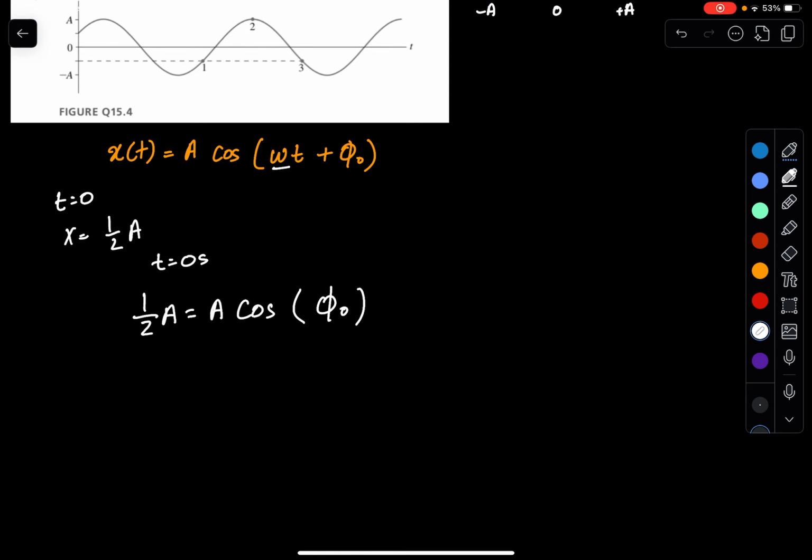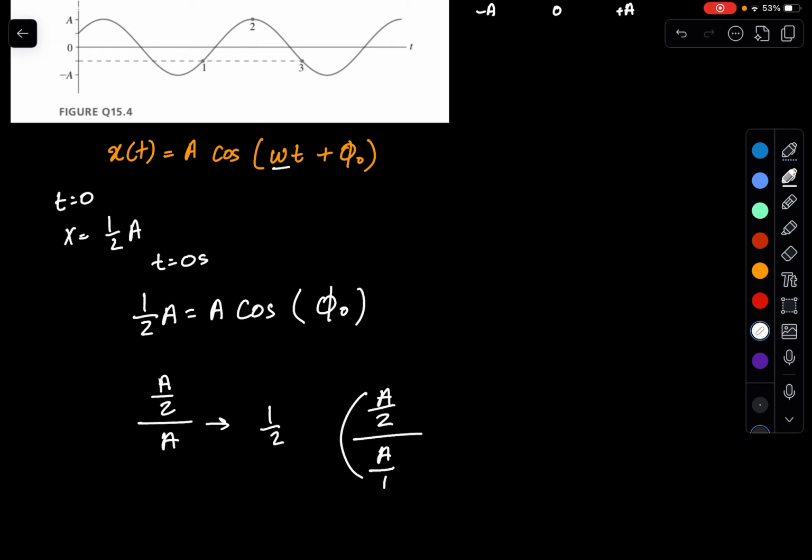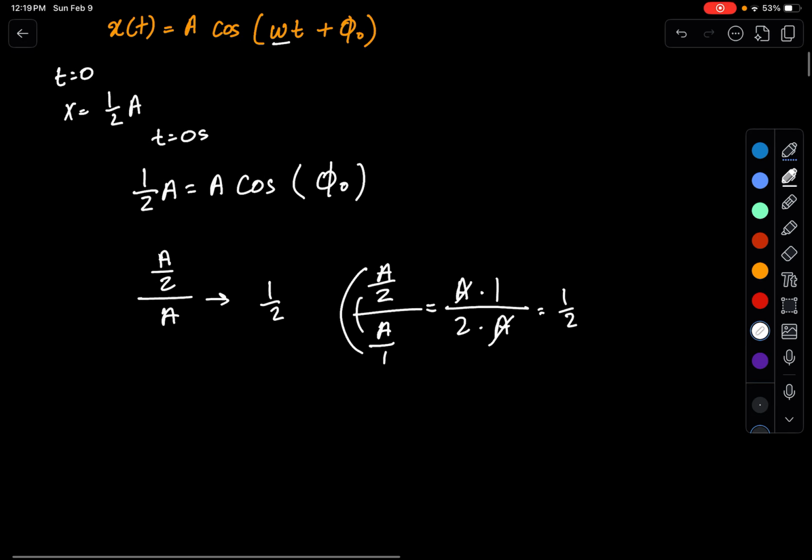Let's simplify this equation. Let's divide half amplitude by amplitude. Half amplitude divided by amplitude gives us half. Why? Because half amplitude divided by amplitude, we give it a 1 as denominator. We distribute it like this, 2 times A. We eliminate A and A. We get half. Then here, half equals cosine of phase constant.